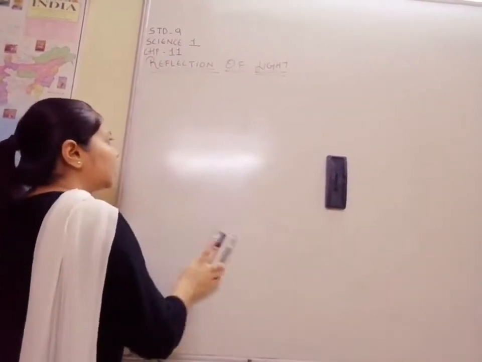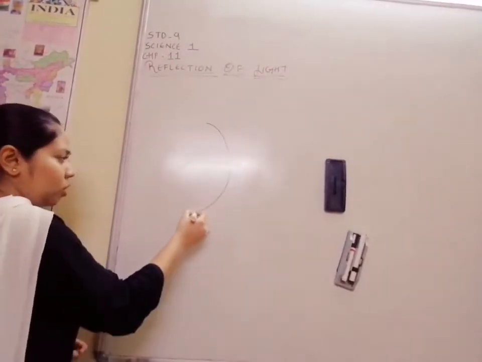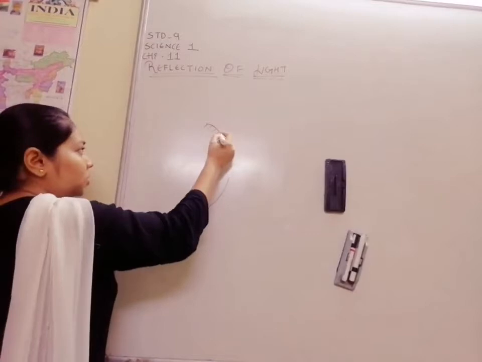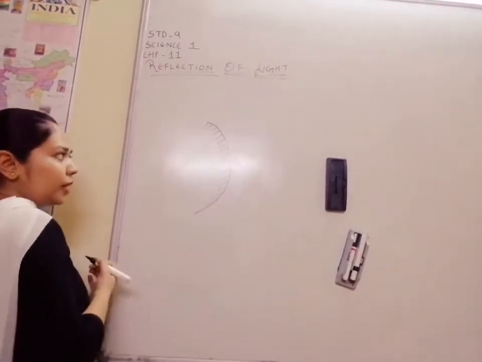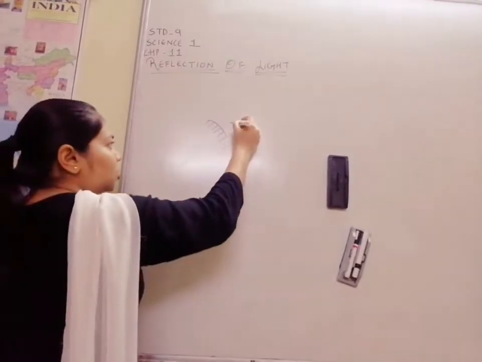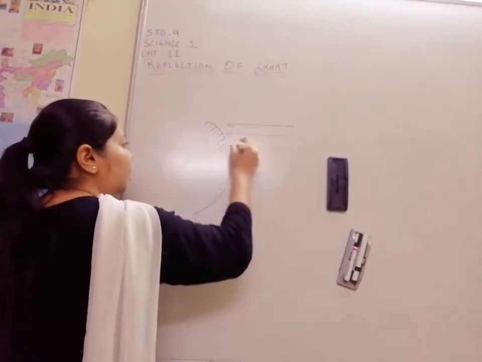Convex mirror will be nothing but a diverging mirror. See, this is my convex. The outer part will be the reflecting part. So, incident rays coming like this.